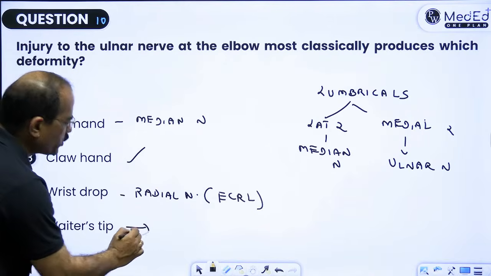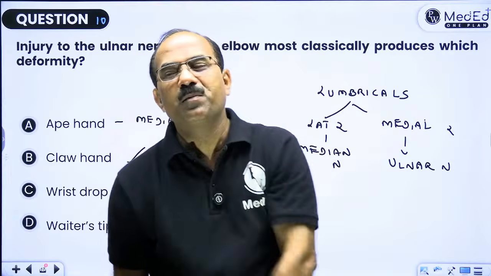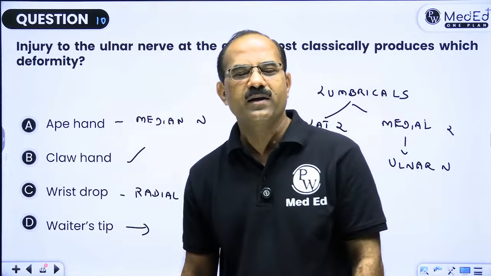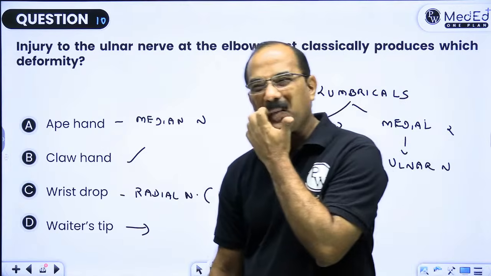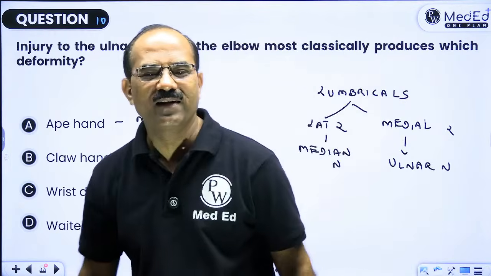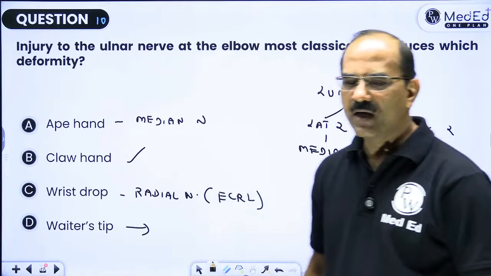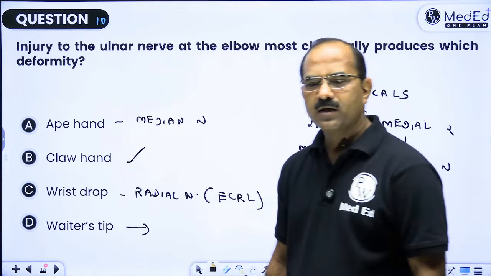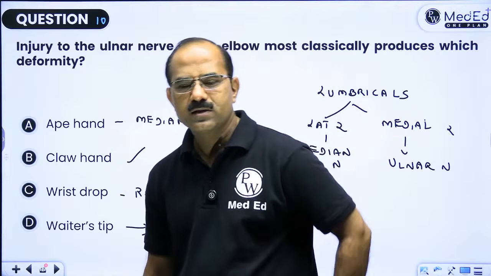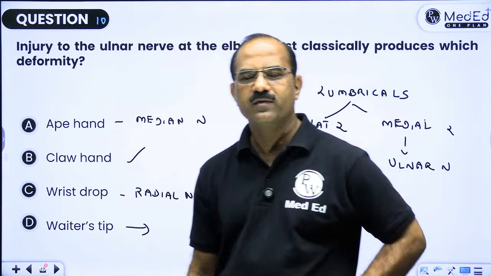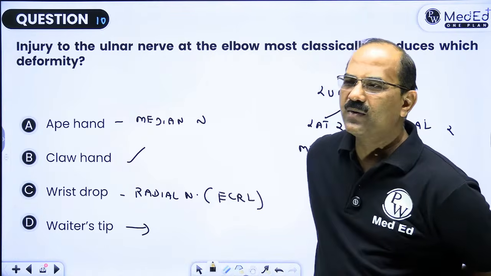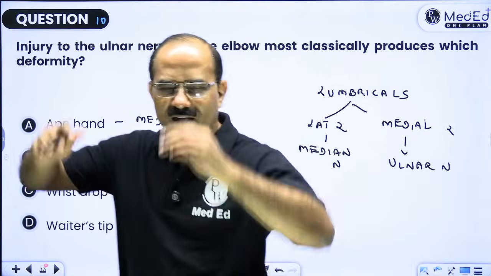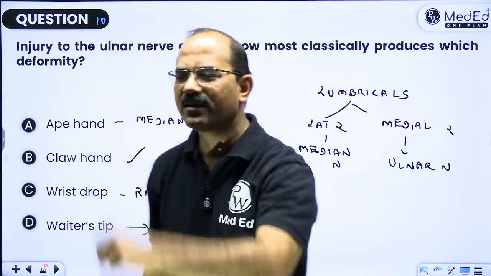Waiter's stiff hand. बच्चे बोल सकते हो waiter's stiff hand कब होता है? When do you get a waiter's stiff hand or a policeman's stiff hand? In which lesion do you get a waiter's stiff hand? Partial claw hand. बराबर है. हाँ, partial claw hand. Very good. बहुत अच्छे answer कर रहे हो, ऐसे ही लगे रहो, you'll get very good marks, you'll definitely crack the FMG exam.